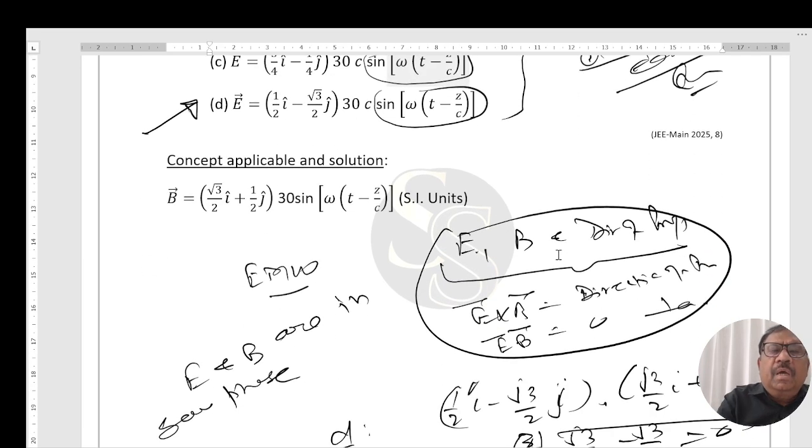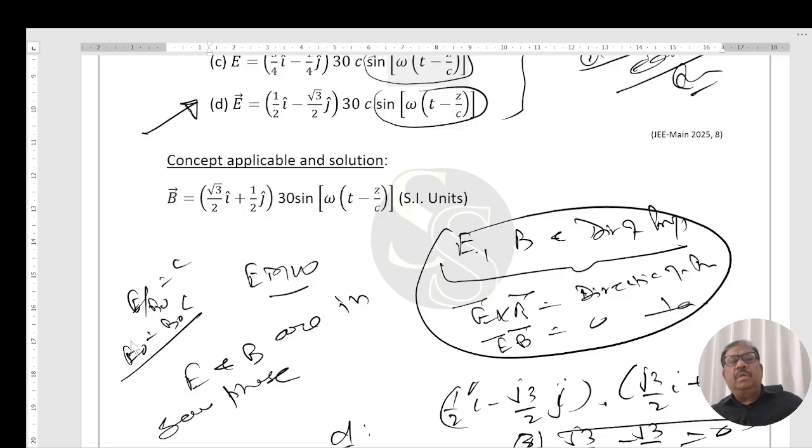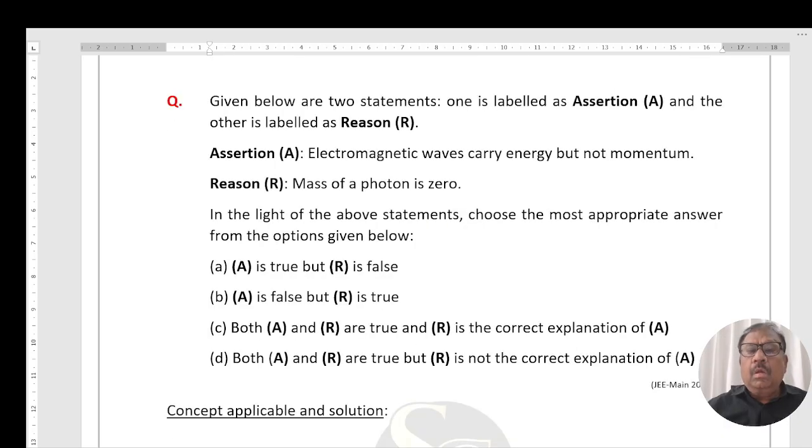With this, C will come. Reason: E naught by B naught equals C, so E naught will be equal to B naught into C. So E comes out to be like this. Clear? Right. Next question.